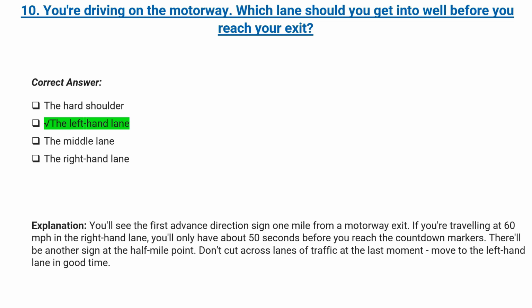Explanation: you'll see the first advance direction sign 1 mile from a motorway exit. If you're traveling at 60 miles per hour in the right-hand lane, you'll only have about 50 seconds before you reach the countdown markers. There'll be another sign at the half-mile point. Don't cut across lanes of traffic at the last moment. Move to the left-hand lane in good time.